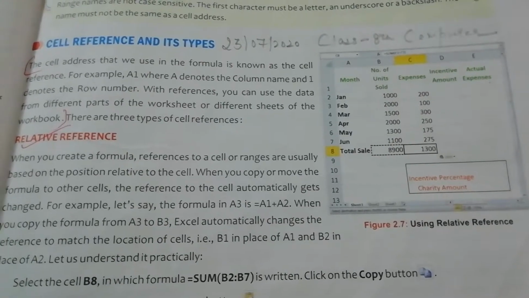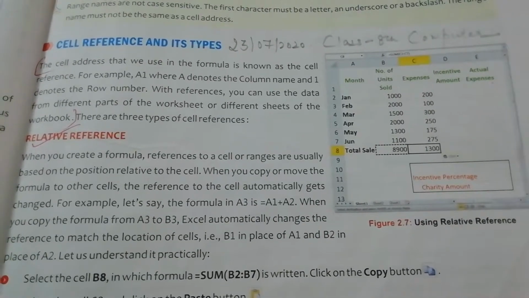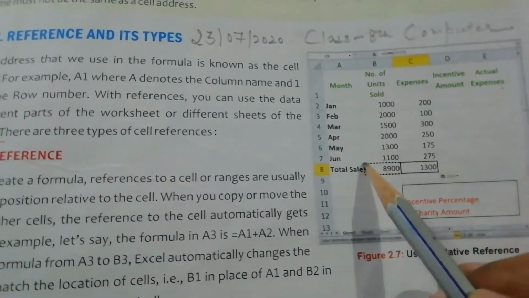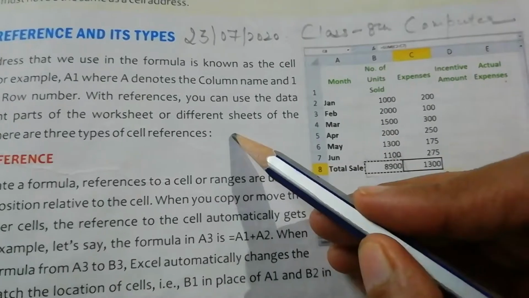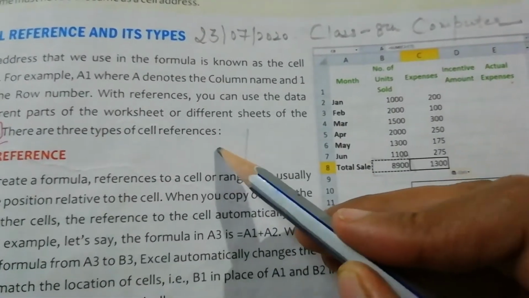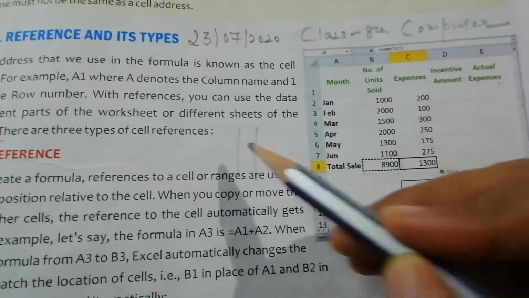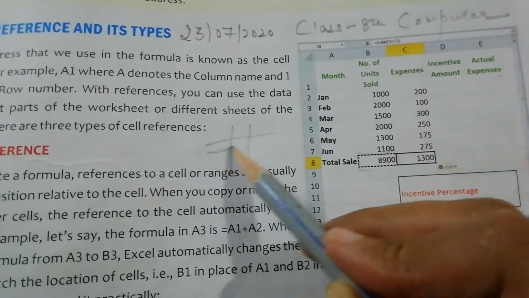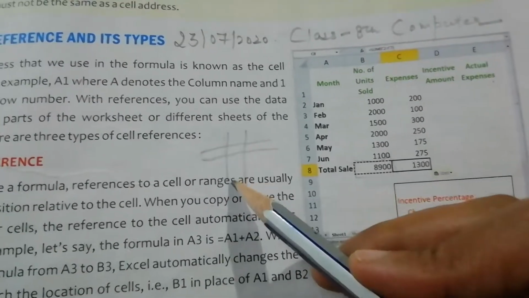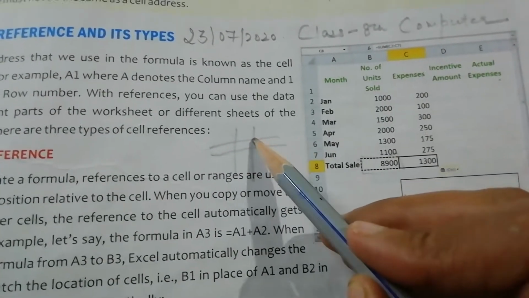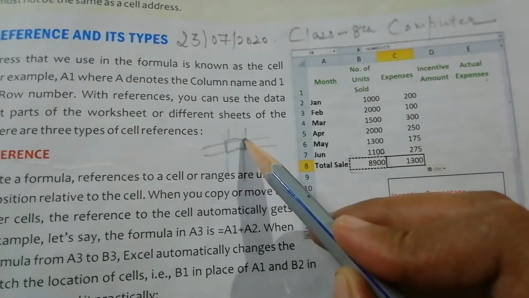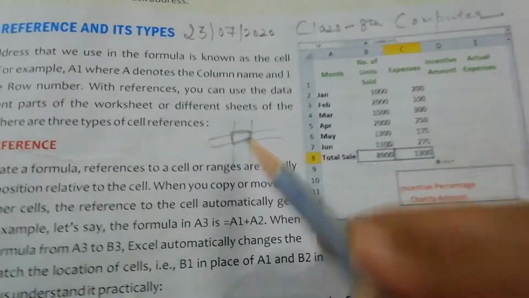So let's start. The first question is, what is a cell reference? What is a cell? This thing is called a cell. Basically, a cell is an intersection of a row and a column. This is a column, which is vertical, and this is a row, which is horizontal. So this intersection makes a thing called a cell.